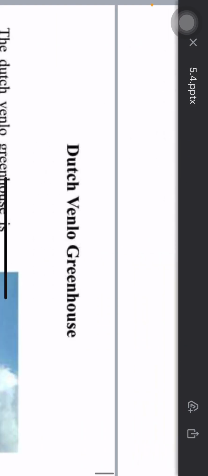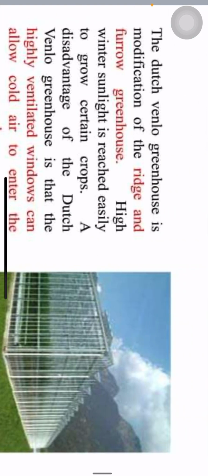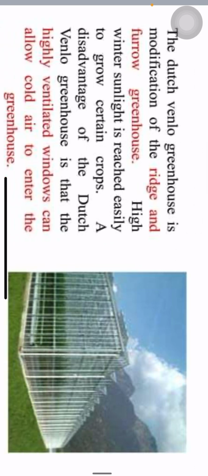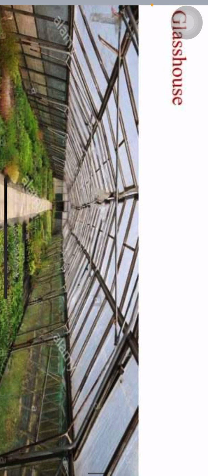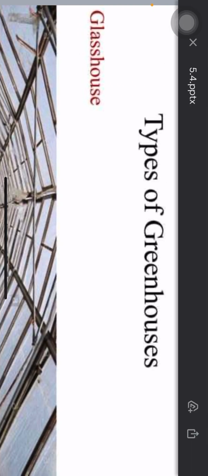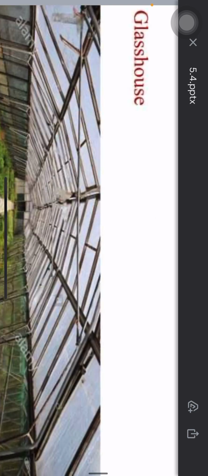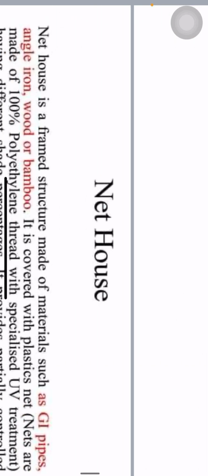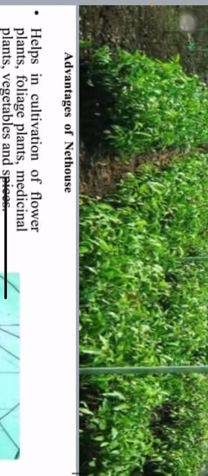Next are the barrel wall greenhouse and the Dutch Venlo greenhouse. The Dutch Venlo is a ridge and furrow greenhouse where winter sunlight is able to reach the crops. So these are the types of greenhouses. For greenhouse materials, in some greenhouses we use glass houses, and in others we use net houses. A net house is cost efficient, but a glass house is more protective, and we can maintain it for up to 3 to 4 years. We get a warranty that there will be no issues from the greenhouse.